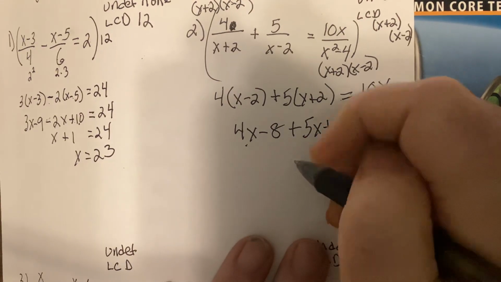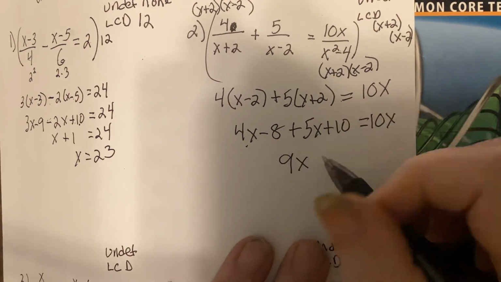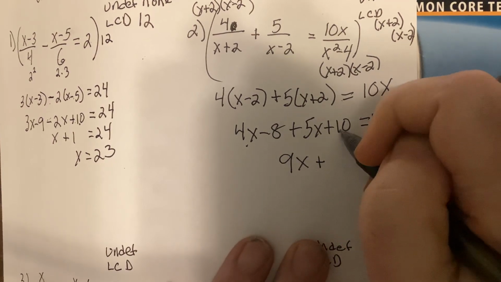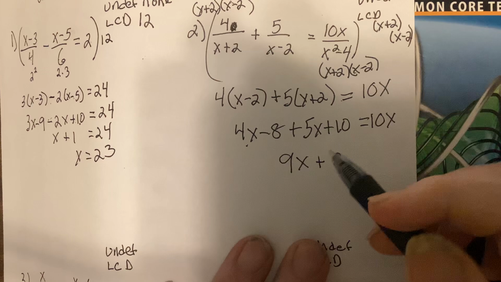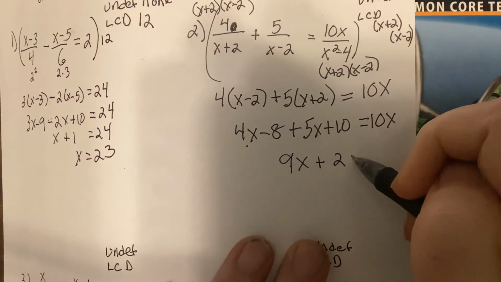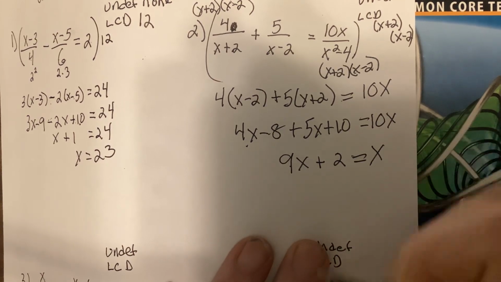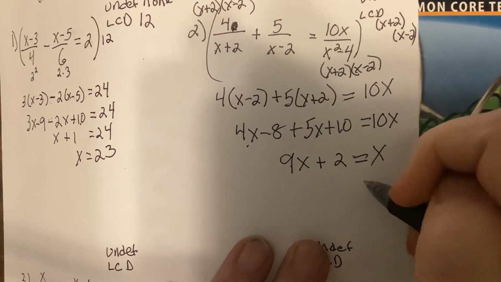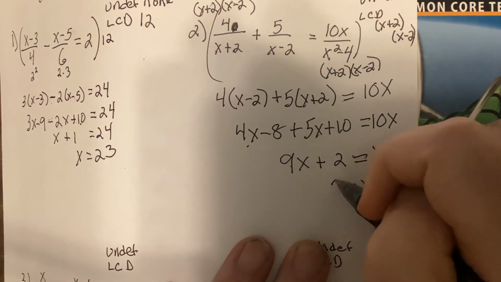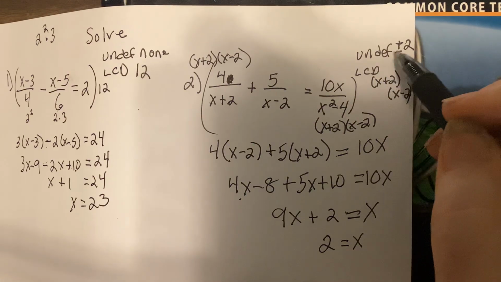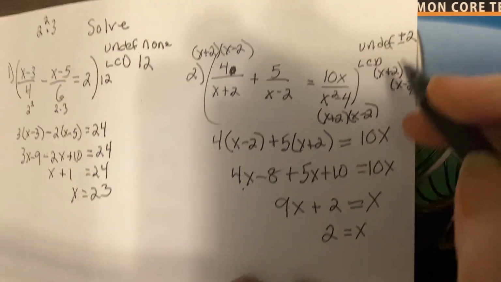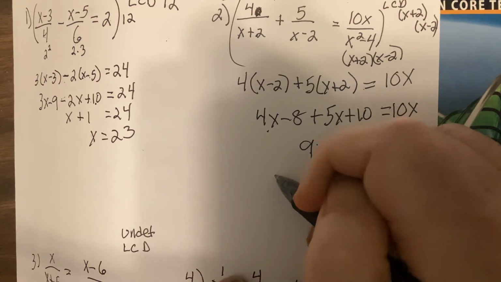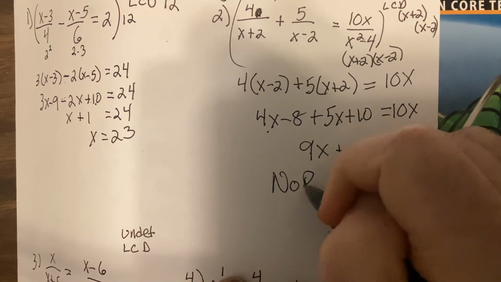4x and 5x is 9x, minus 8 plus 10 is plus 2. Subtract 9x, you get 1x. Now, the answer is x equals 2. But wait, the undefined says you cannot use a positive or negative 2, and since that was our only choice, it's no reals.